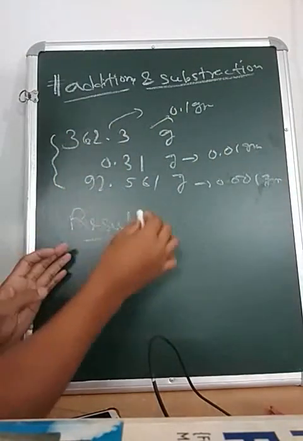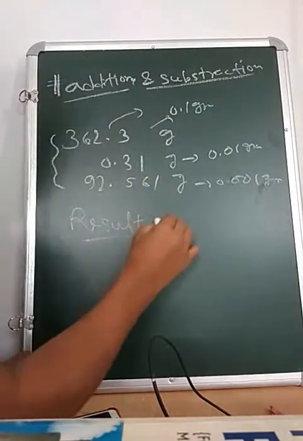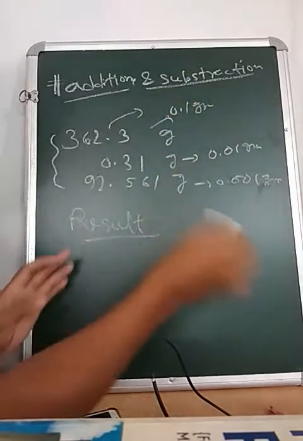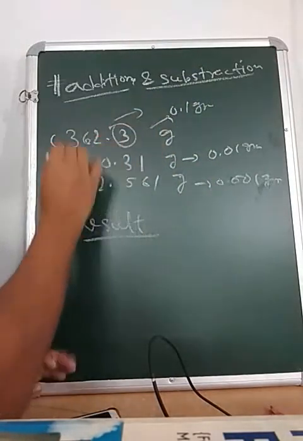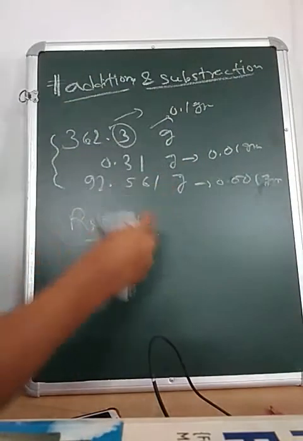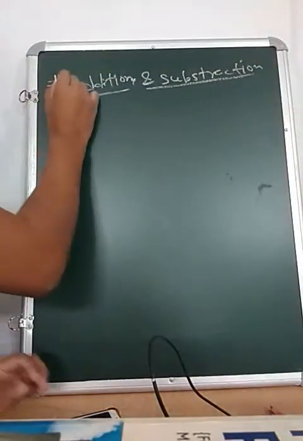So the result cannot be more precise than the least precise one. Whatever result we get after an arithmetic operation, it cannot be more precise than the least precise one. Now we'll come to addition and subtraction. What is the rule for addition and subtraction?